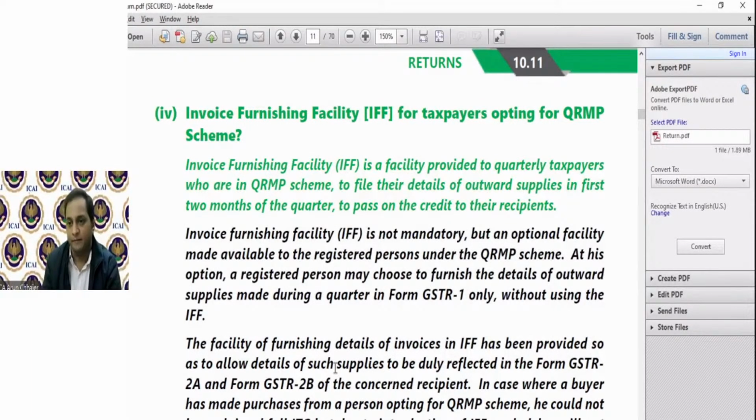अगर QRMP टैक्स पेयर है, तो मंथ 1 एंड मंथ 2 के लिए GSTR-1 नहीं होगा। GSTR-1 कब होगा? जब वो क्वार्टर खत्म हो जाएगा उसके बाद। तो मंथ 1 एंड मंथ 2 उसके लिए IFF की फैसिलिटी दी, इनवॉइस फर्निशिंग फैसिलिटी। क्या है ये फैसिलिटी? इसके द्वारा B2B transaction can be uploaded by the QRMP taxpayer. What is the benefit? The benefit is the recipient would be able to take ITC in case of monthly return filer.